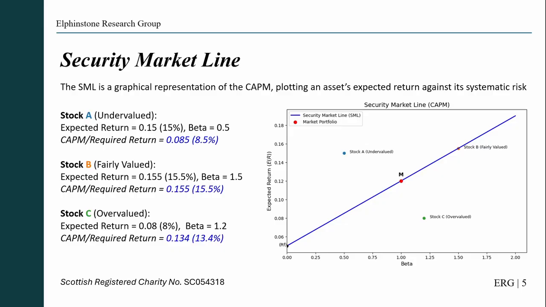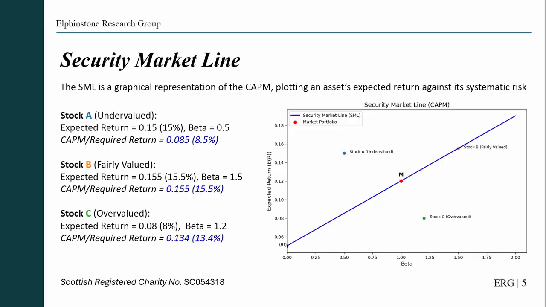Let's now translate the stocks we calculated previously into the security market line. Any stock that lies above the security market line, in this case stock A, is considered to be undervalued. This is because it provides a higher return for the required risk. A stock that lies exactly on the security market line is considered to be fairly valued. In this case, we can see that stock B lies exactly on the line, and so it's correctly priced.